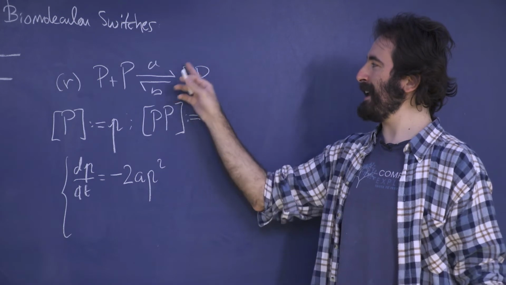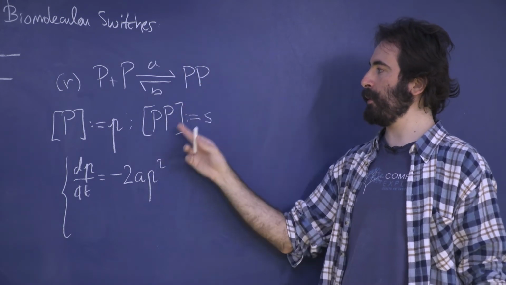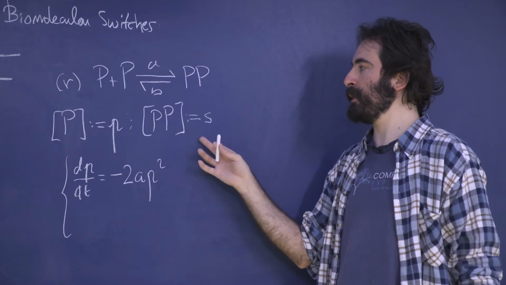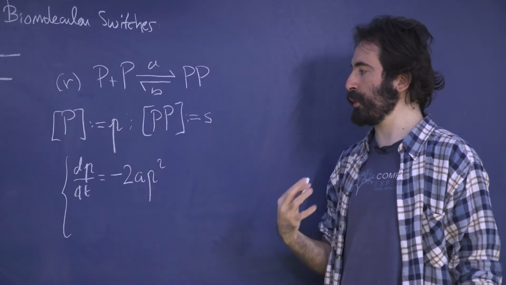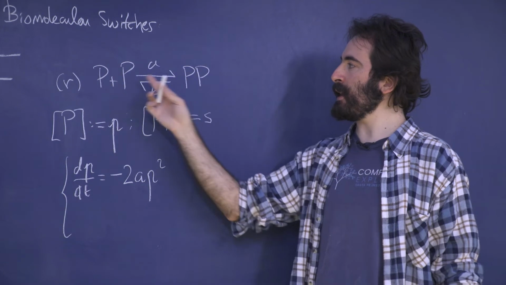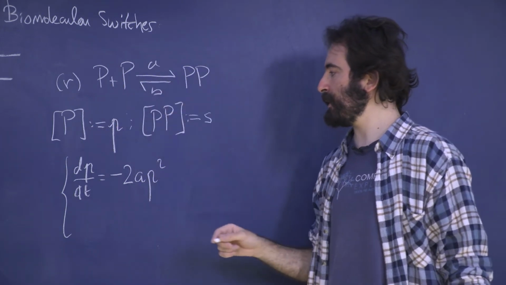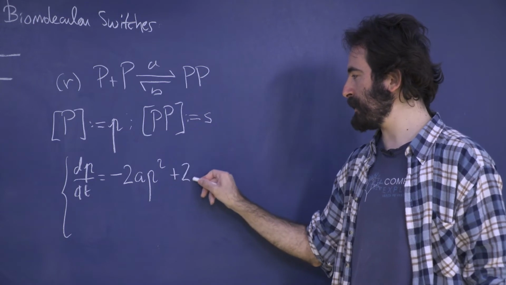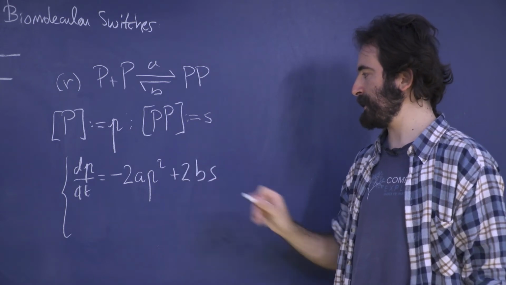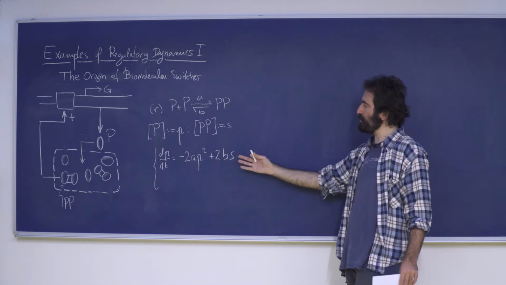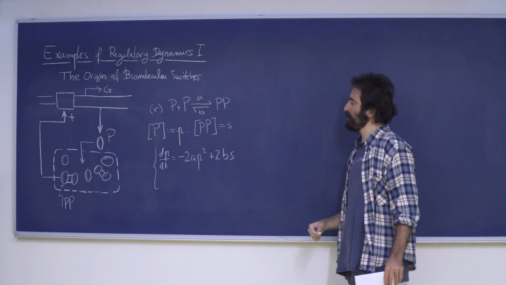But also an S molecule. Remember, this is now double P, but that's an S-type molecule in this notation that I've used for concentrations. It can give rise to two proteins P, right, with rate B. So again, we have a plus 2BS.